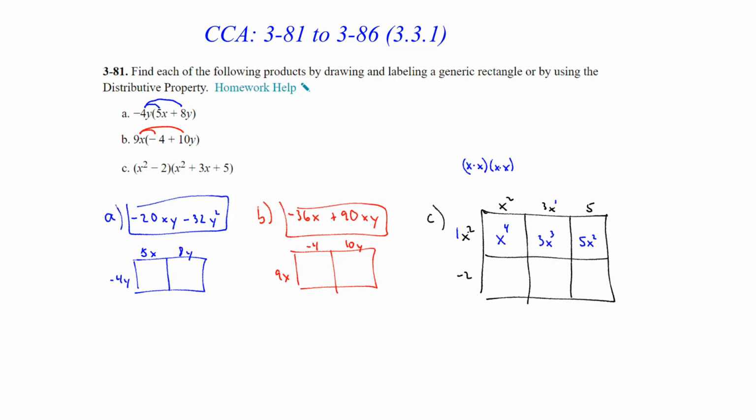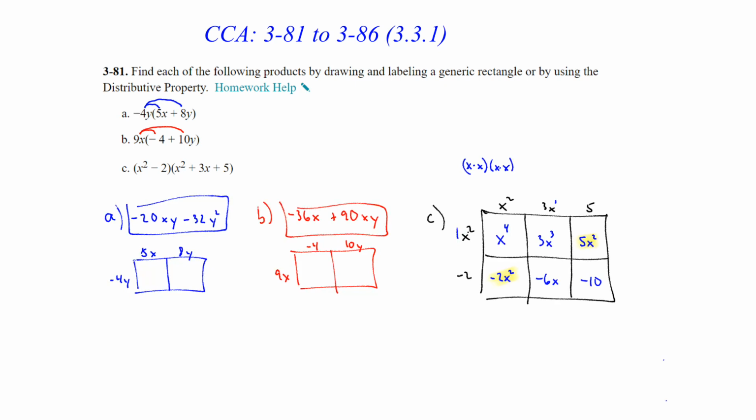Now on the bottom row here, we have negative 2 times x squared, so that's negative 2x squared. Negative 2 times 3 is negative 6, and then x to the 1st power, since that one doesn't have an x. And negative 2 times 5 is negative 10. Now we need to make sure that we are combining our like terms. I thought there was another one, but it looks like that's it.